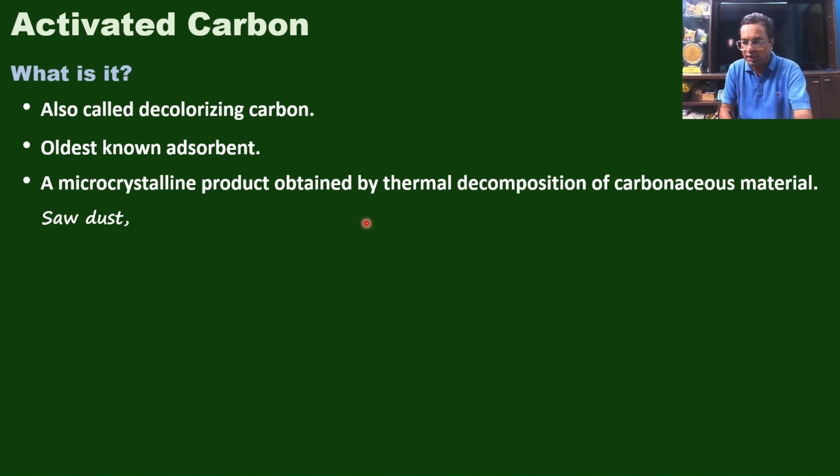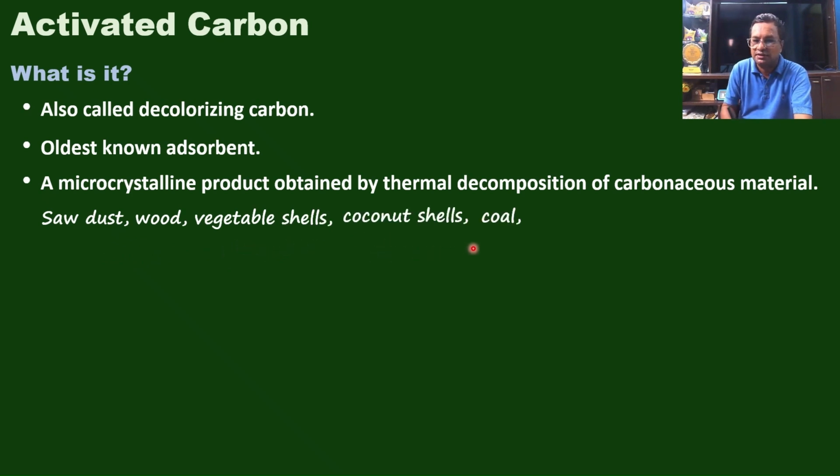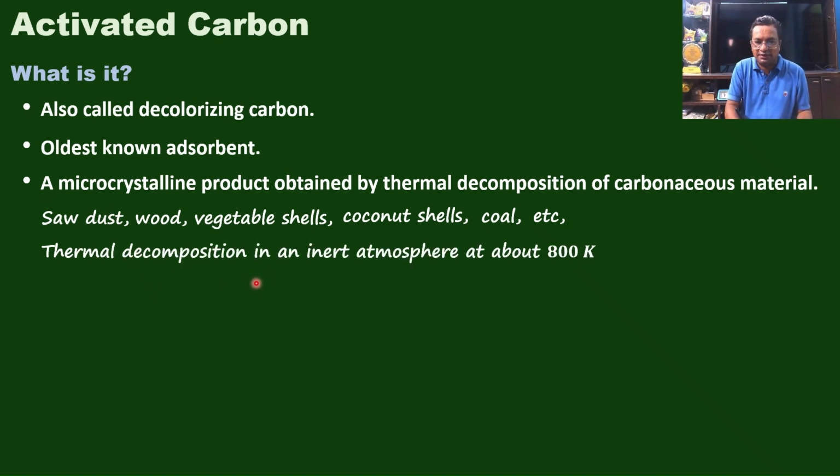So which are these carbonaceous materials? You can use sawdust, wood, vegetable shells, coconut shells, coal, etc. So you have a variety of carbonaceous materials that can be used for manufacturing activated carbon. The only thing to be done is thermal decomposition of these carbonaceous materials. This results in a microcrystalline product which can be used as adsorbent. Thermal decomposition is carried out in an inert atmosphere at a temperature of about 800 Kelvin.